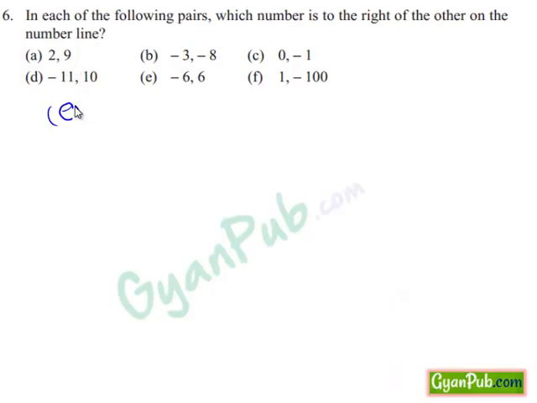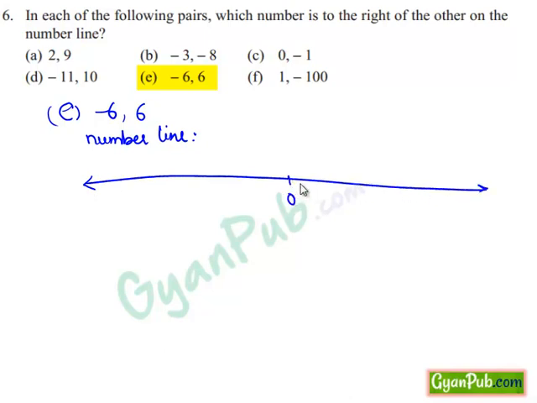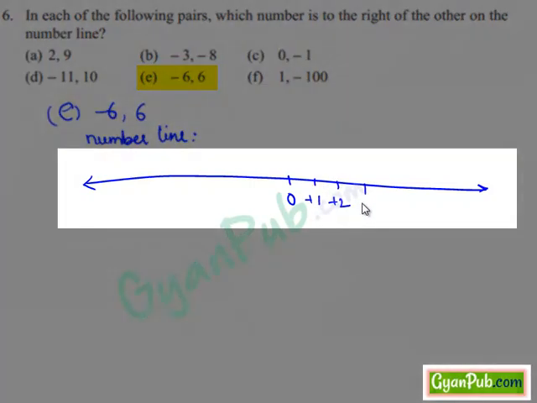Take down the E bit, minus 6 and 6. To know which integer is to the right of the other, we will use a number line. On this number line, 0 is the middle value. Right side of 0 are positive integers: plus 1, plus 2, plus 3, plus 4, plus 5, plus 6 and so on. Left side of 0 are negative integers: minus 1, minus 2, minus 3, minus 4, minus 5, minus 6 and so on.